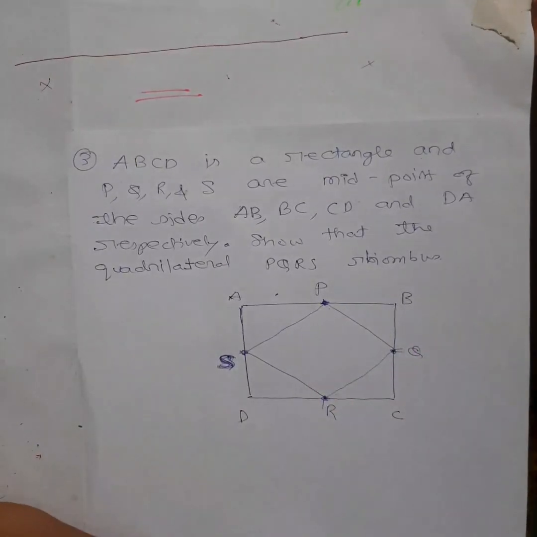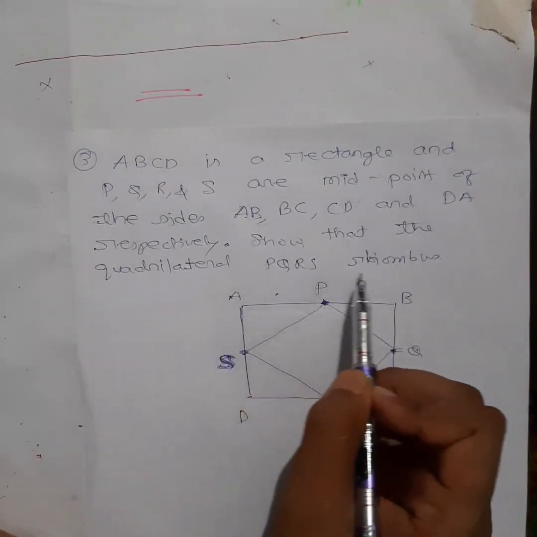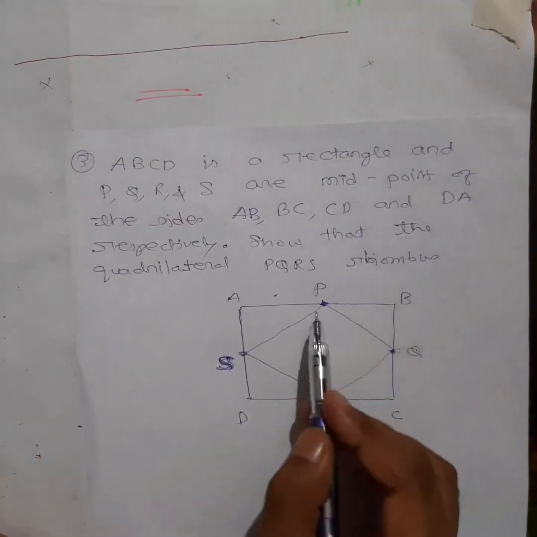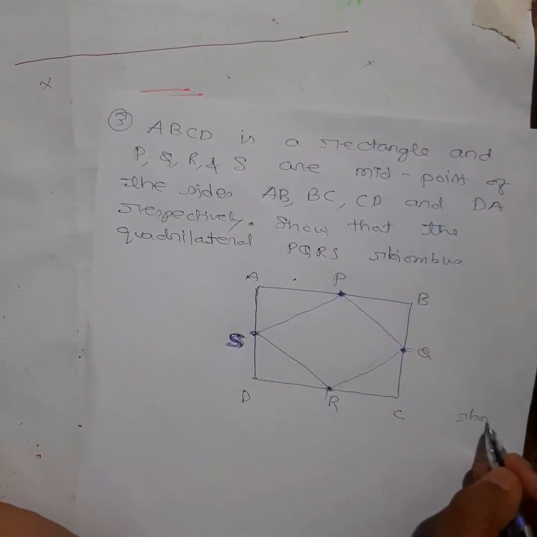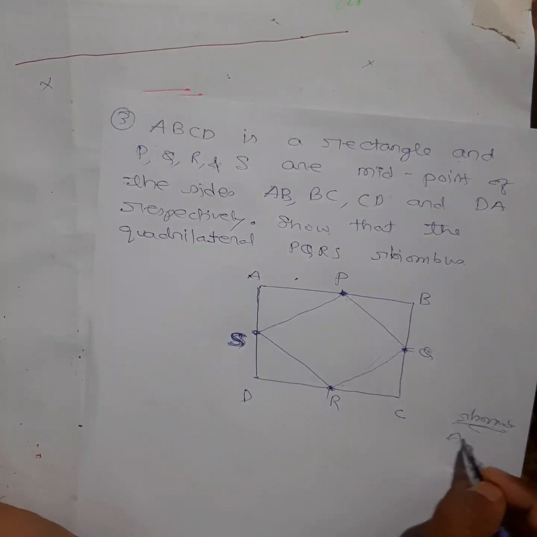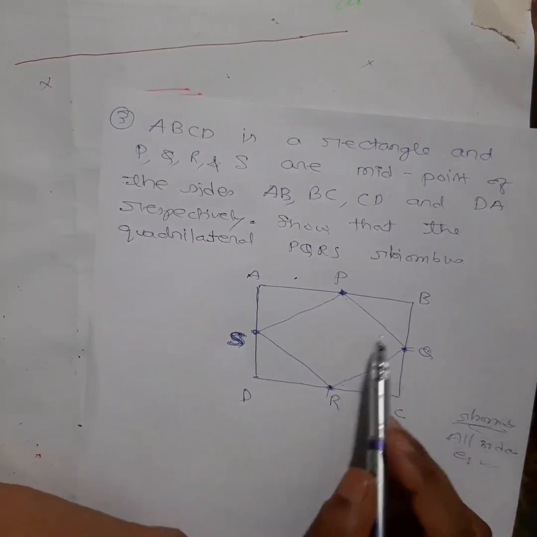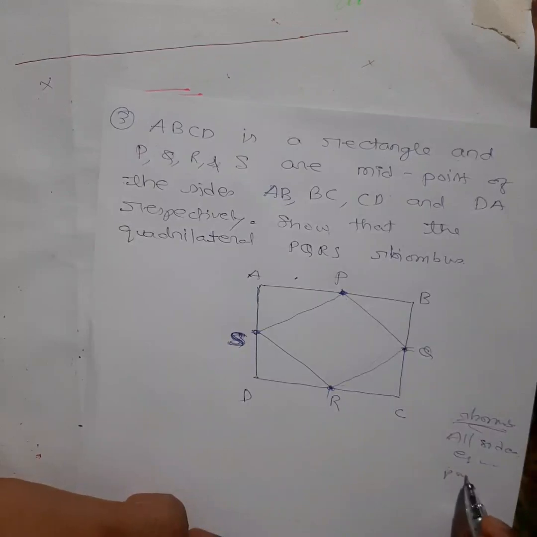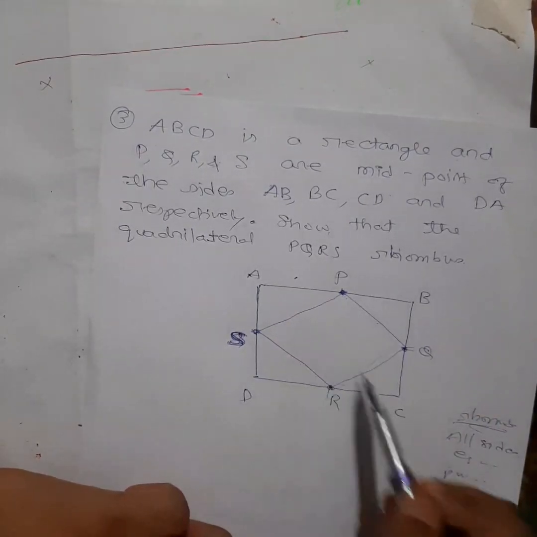Okay, show that the quadrilateral PQRS is a rhombus. So PQRS, you have to show this is a rhombus. For a rhombus, the first thing you have to show is all sides are equal, and you have to show a pair of opposite sides are parallel. Okay, opposite sides are parallel, you have to show.